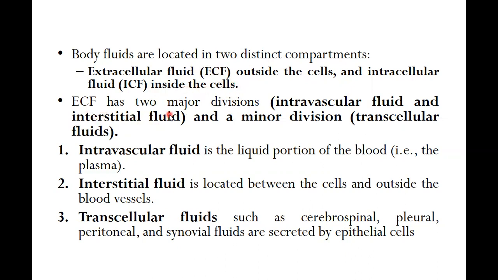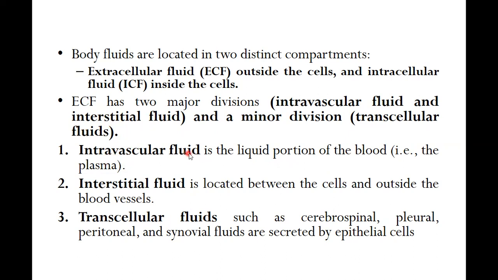The extracellular fluid has two major divisions. That is the fluid which is found outside the cells. It is divided into two. We have the intravascular fluid and the interstitial fluid. And then we have a minor division, which is the transcellular fluid. So what are these three divisions of extracellular fluid? This fluid which is found outside the cell.